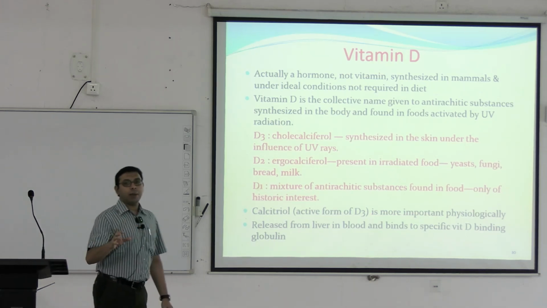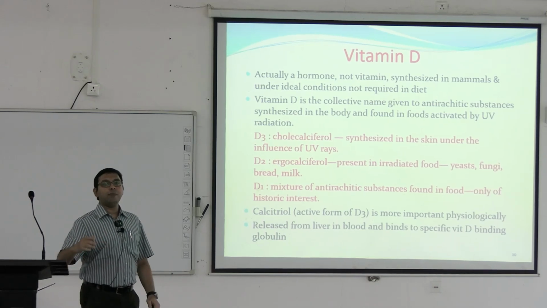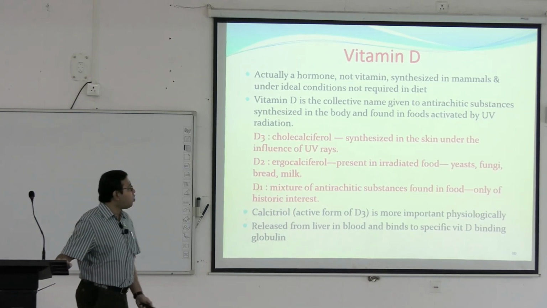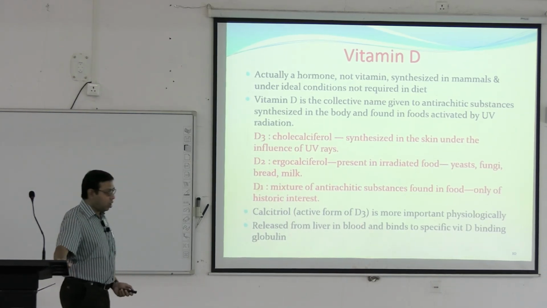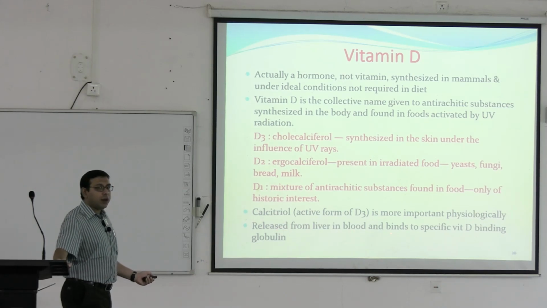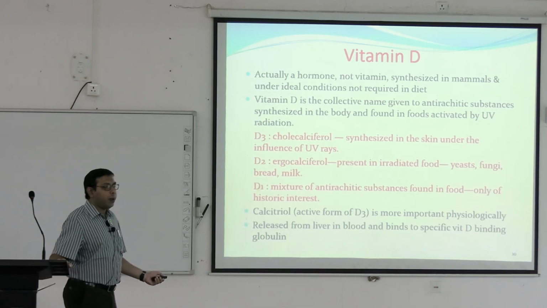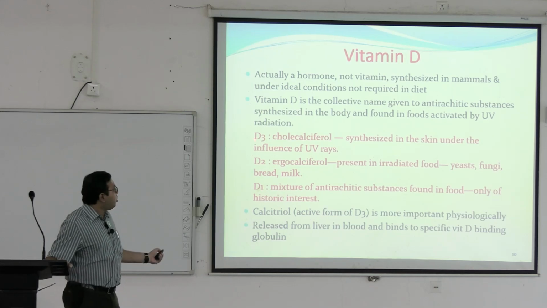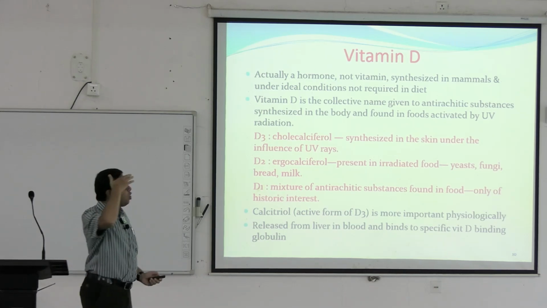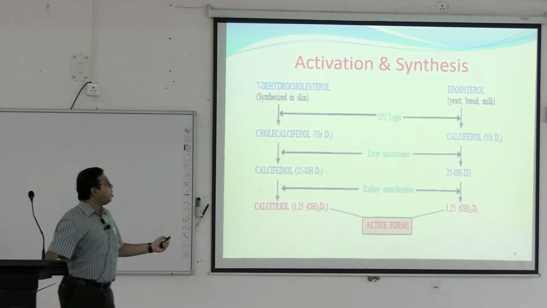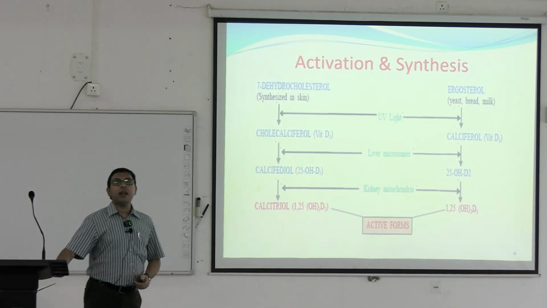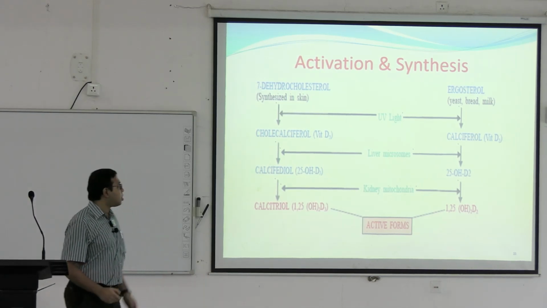All the actions of vitamin D are mainly carried out by means of calcitriol, 1,25-dihydroxy vitamin D3. It is released from the liver in blood and binds to specific vitamin D binding globulin. So D3 is cholecalciferol, D2 is ergocalciferol. So this is the way by which the activation and synthesis of vitamin D happens.